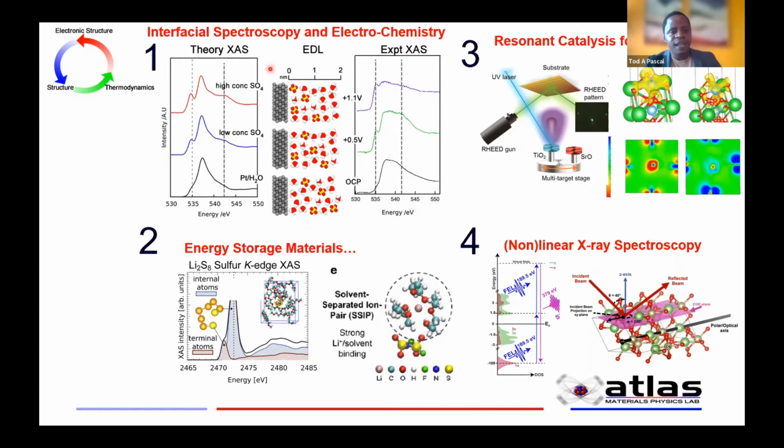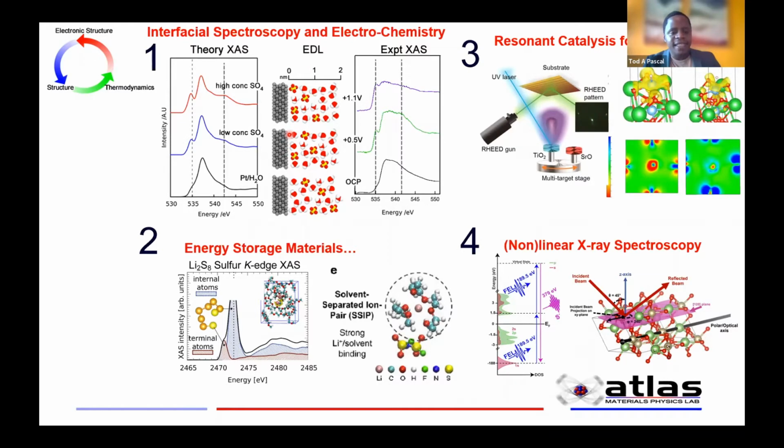And so what we're showing here is some previous work where we used XAS to map out what's happening at the electric double layer, these supposedly alternating layers that form in order to neutralize a surface charge. In particular, we were looking at the prototypical electric double layer, which is sulfates and sulfuric acid on platinum, a textbook electrochemical interface.